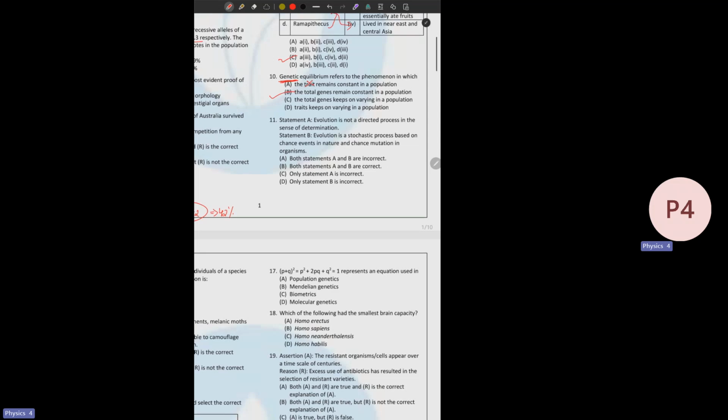Next, evolution is not a directed process in the sense of determination. Yes, it means that you cannot tell whether evolution will happen in a progressive manner or in a retrogressive manner. So it is not a directed process in which you can say in which direction evolution will occur. And the next statement: evolution is a stochastic process based on chance events in nature and chance mutation in organisms. It is also correct. So here the correct answer is B.